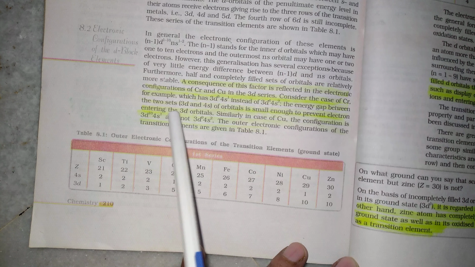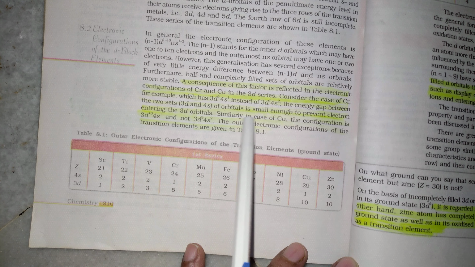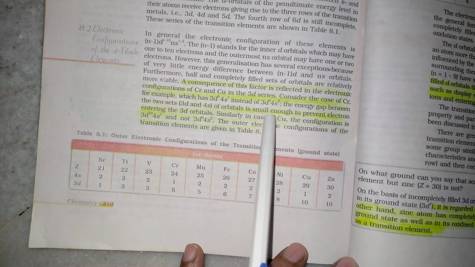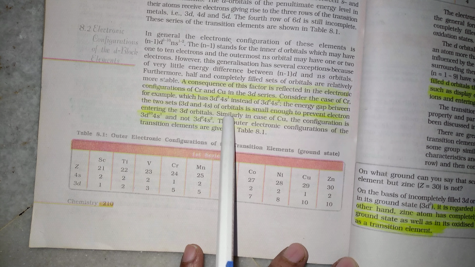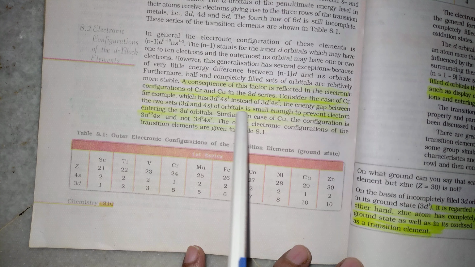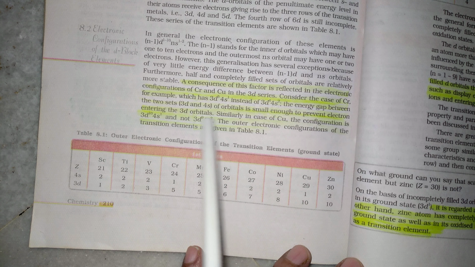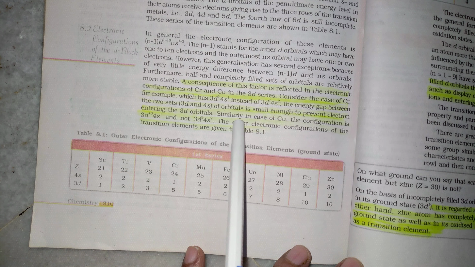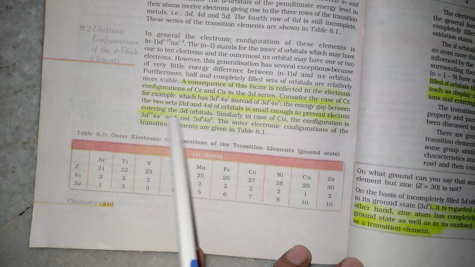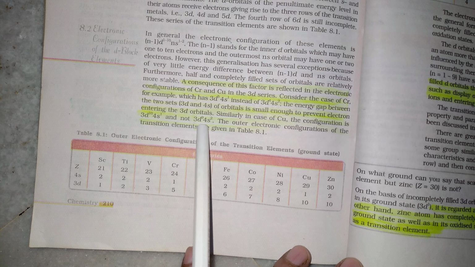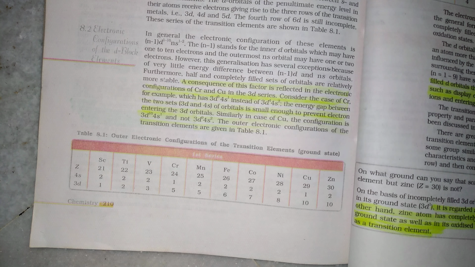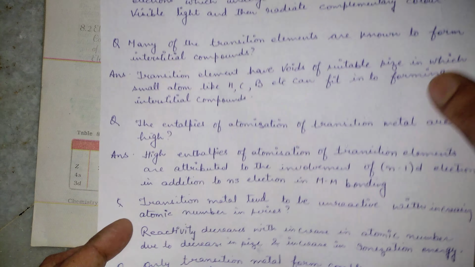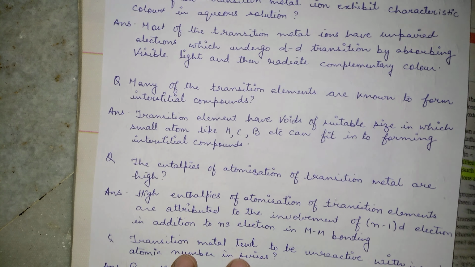The energy gap between the two sets of orbitals, 3d and 4s, is small enough to allow the electron to enter the 3d orbital. Similarly, in the case of copper, the configuration is 3d10 4s1 in spite of 3d9 4s2. Now let's discuss a few questions which I have taken from your previous year papers.